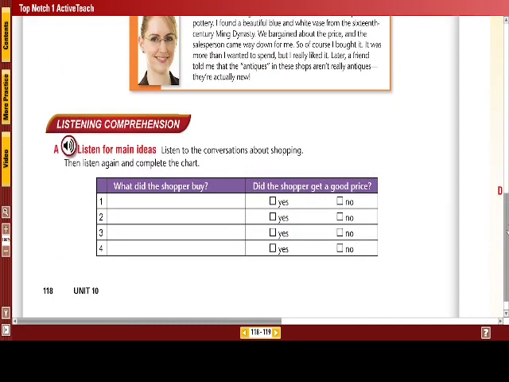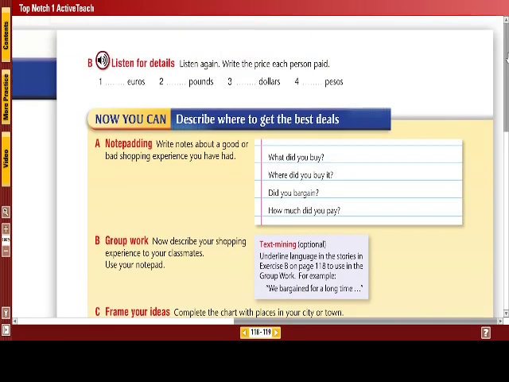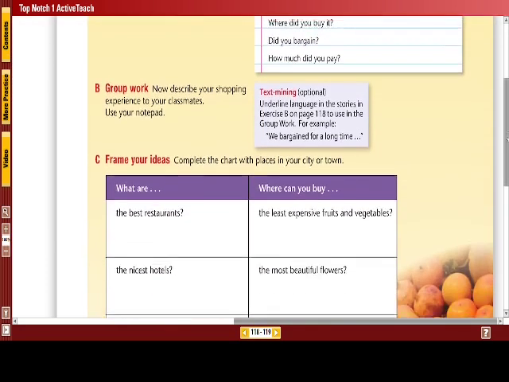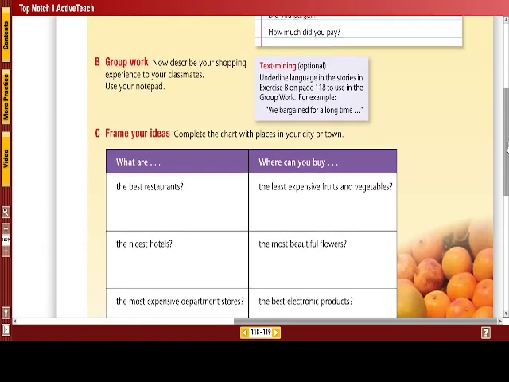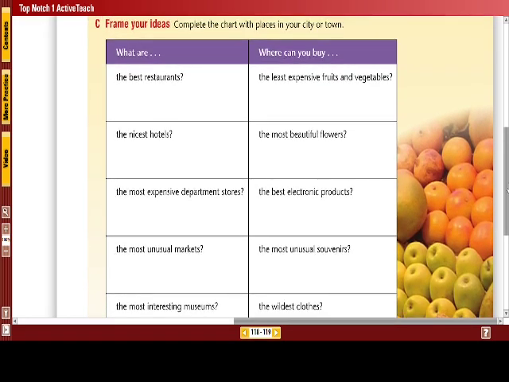Then we have some listening comprehension in here. We can listen for main ideas, like what did the shopper buy? Did the shopper get a good price? And then we have listening for details, and we're going to listen for the prices. Then we can ask ourselves, for example, what are the best restaurants? Where can you buy the least expensive fruit and vegetables?